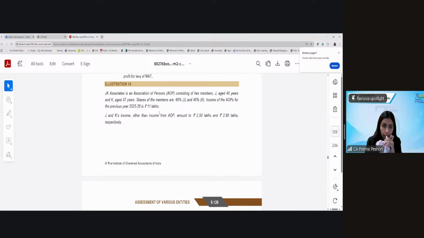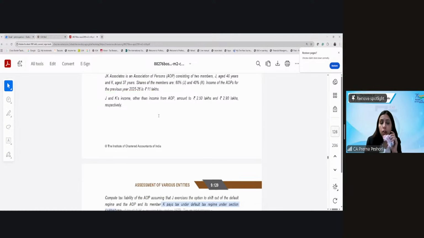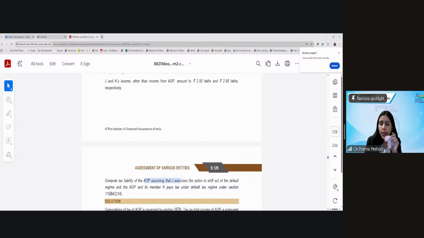Slab rate. Right? Now AOP has been paying the tax as per the default tax regime. Right? So what would be the tax liability of the AOP? Calculate. The income of the AOP is 11 lakhs.